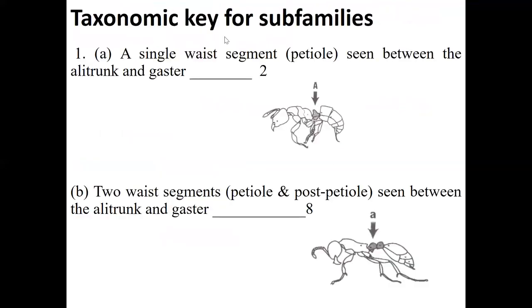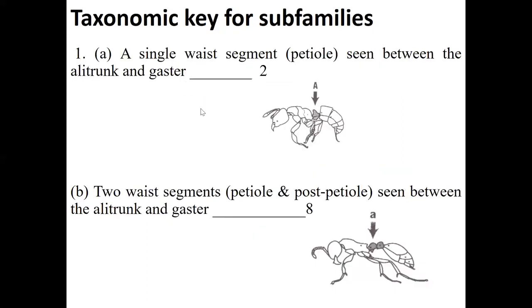Okay, now moving on to the taxonomic key for subfamilies prepared by me. Looking at the first couplet, a single waist segment or petiole is seen between the alitrunk and gaster. So this is the alitrunk, this is the gaster, this is the petiole. If the petiole only is present, then go to number 2 in the key. Two waist segments, petiole and postpetiole, seen between the alitrunk and gaster: go to number 8.